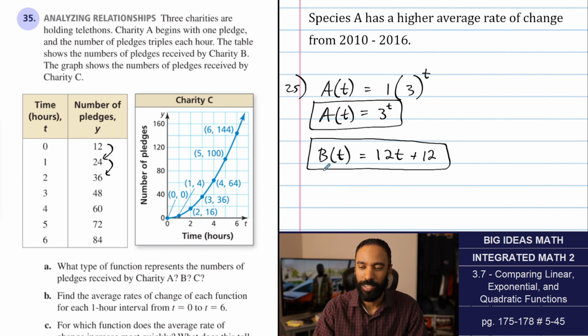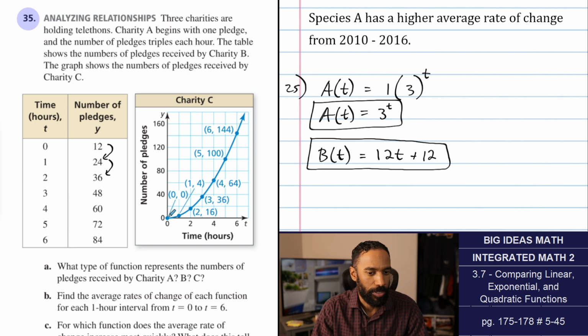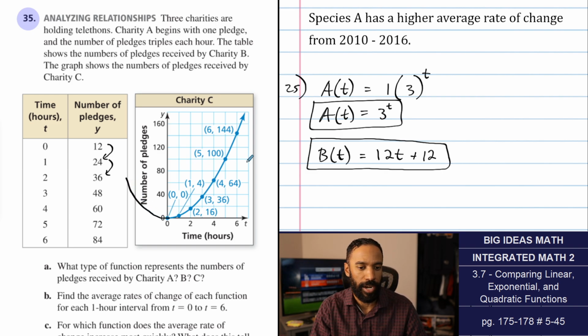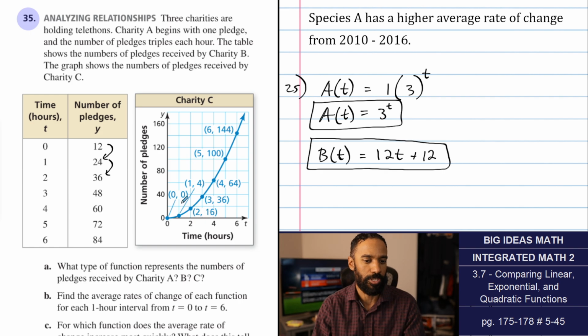Charity C is on the graph, and that's also exponential. So it's, oh, that might not be exponential. That actually looks quadratic. Charity C, even though it has that curve, you're not seeing the other side of it with the model there. The reason it's probably not exponential I saw was this 0, 0.